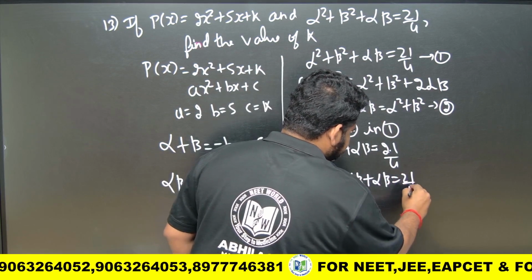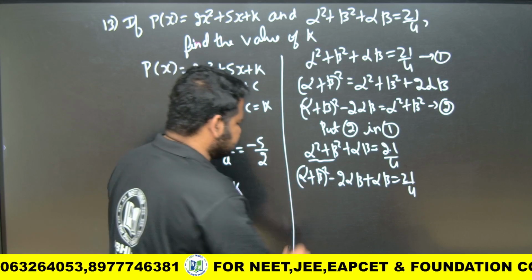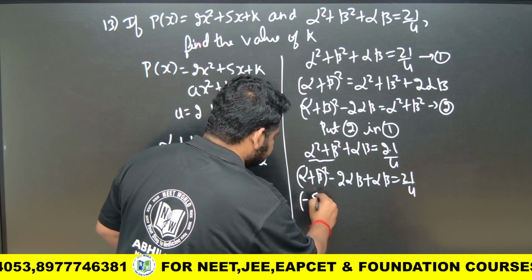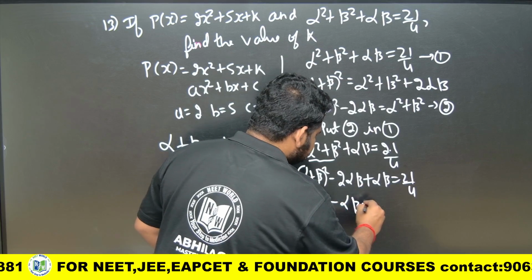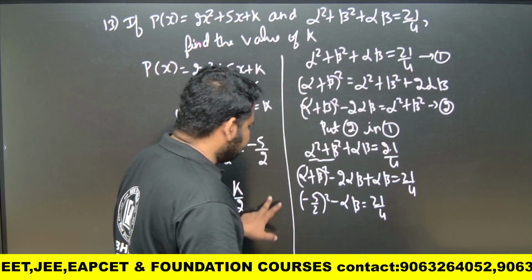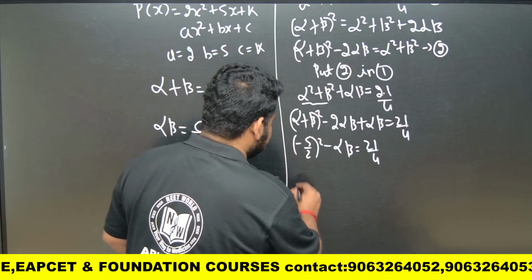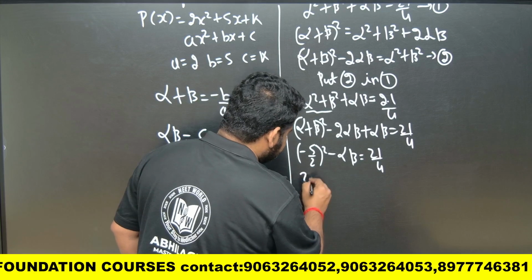21 by 4, right? Now alpha plus beta is what? Alpha plus beta is minus 5 by 2. So I should write it as minus 5 by 2 whole square minus 2 alpha beta plus alpha beta, which is minus alpha beta. So that is equal to 21 by 4. Now, minus 5 by 2 whole square, what will I have, friends? I will have 25 by 4.